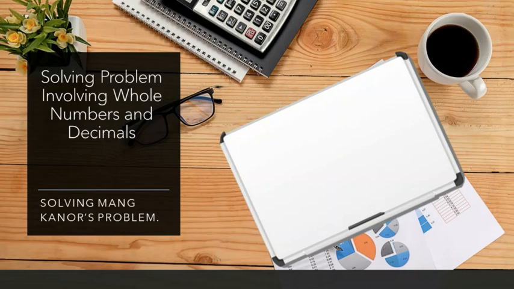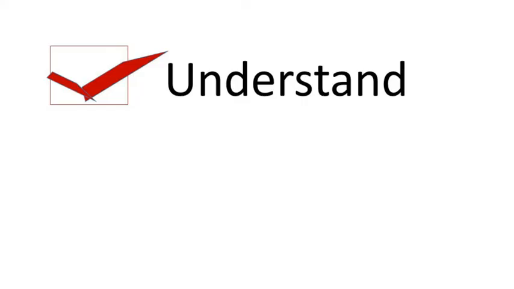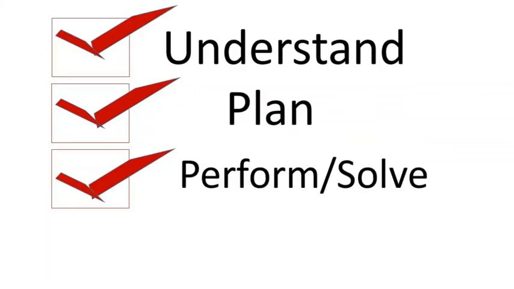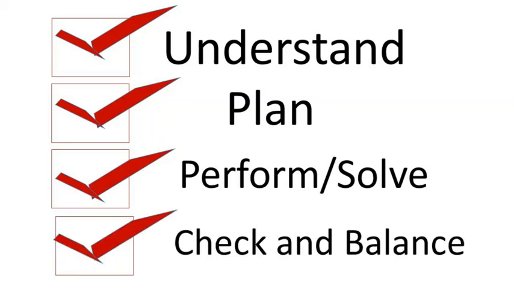So what are the steps Mang Kanor used? First, he familiarized himself with the concept of the problem. It is called understand. Followed by that, he planned for the problem. What operation should he use? The answer is plan. So next is solve. Solve the problem. Followed by that, to check if your answer is correct, we call this check and balance.